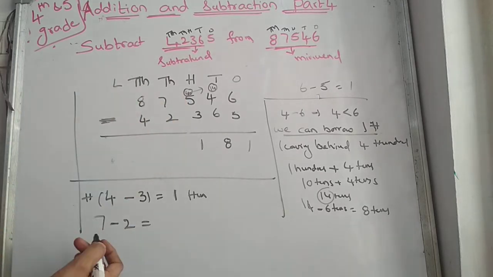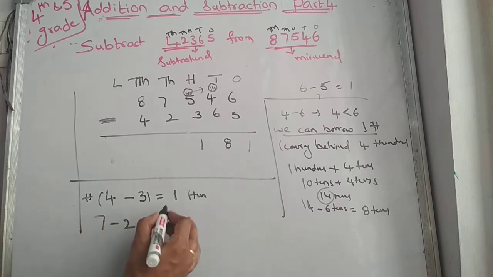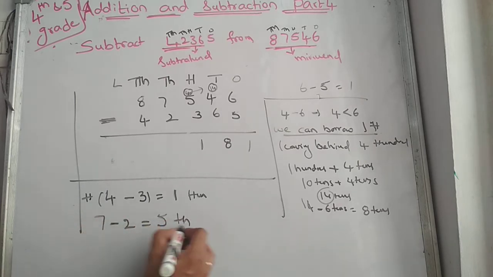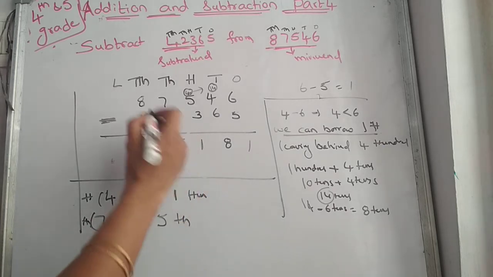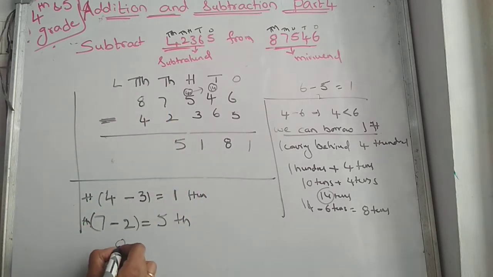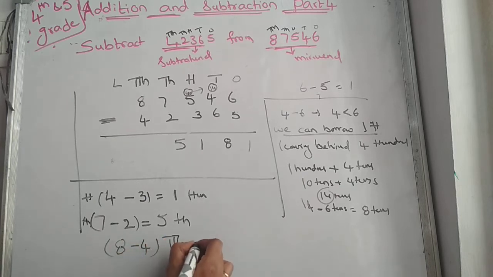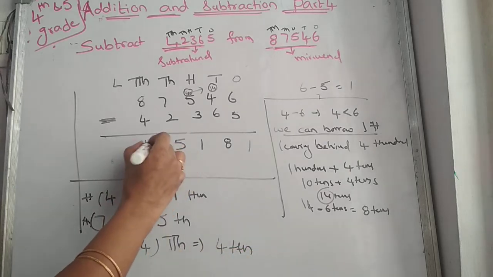Directly you can do subtraction. 7 minus 2 equals 5, and it is in the thousands place, so that's why you can directly write 5000. Here, what will we get? 8 minus 4, that is 4, in the 10,000 place. So 8 minus 4 means 4 ten-thousands. Okay, so directly.